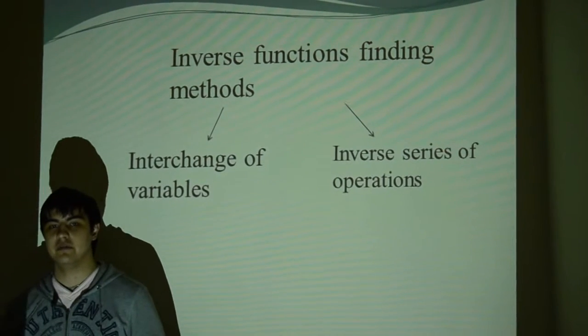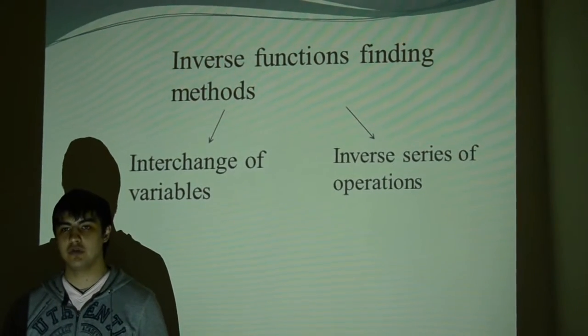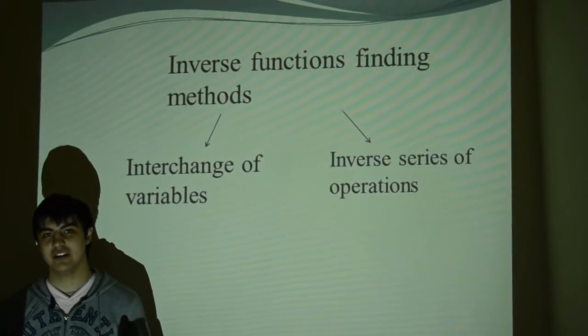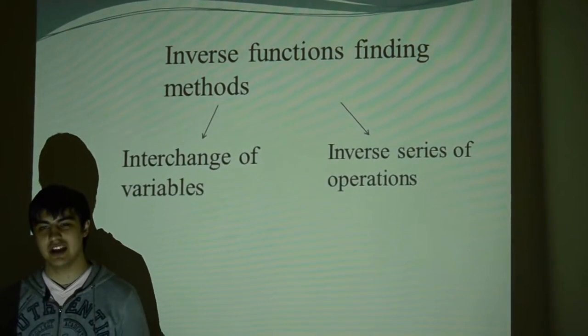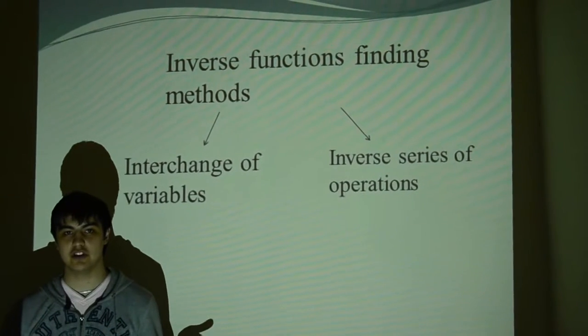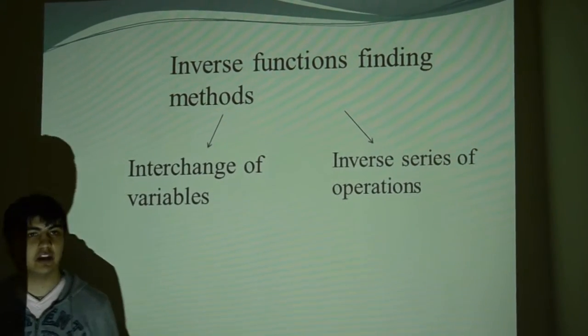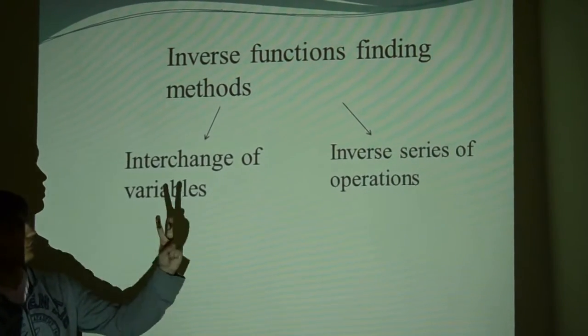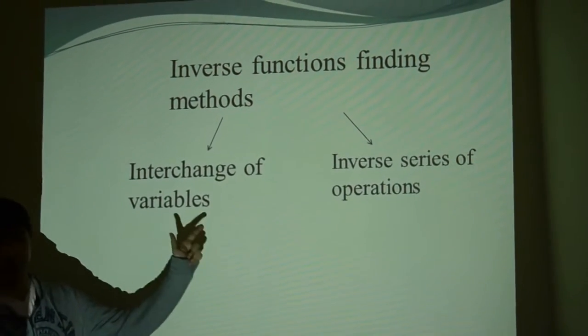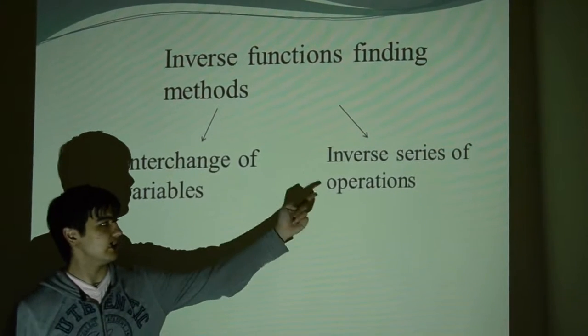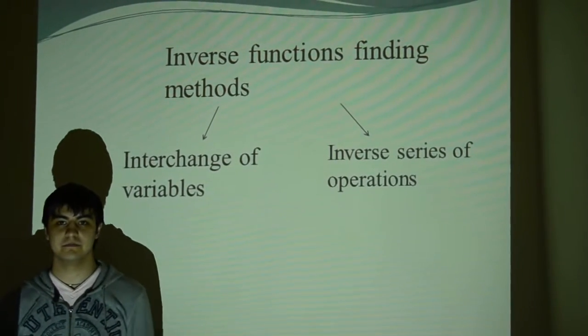According to the discrete mathematics book by Bostock, a function is a rule that assigns to a value of the domain of a function a unique value of a codomain of a function. And today we are going to look through two basic methods of finding the inverse functions. First will be interchange of variables, and second will be inverse series of operations.